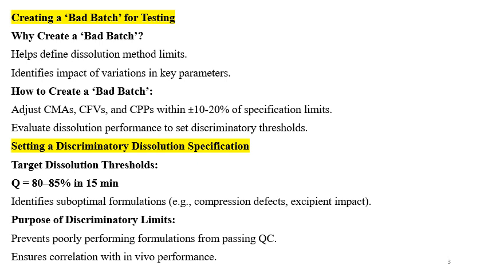Setting a discriminatory dissolution specification. For example, I have given here target dissolution threshold. Q is 80 to 85% in 15 minutes. Consider Q as 80%. So in S1 stage, it will be 85% release. Identify suboptimal formulations like compression defects or excipient impact onto this threshold. Then prevent the poorly performing formulation from passing the QC. This is the main purpose, and it ensures correlation between the batches with in vivo performance.